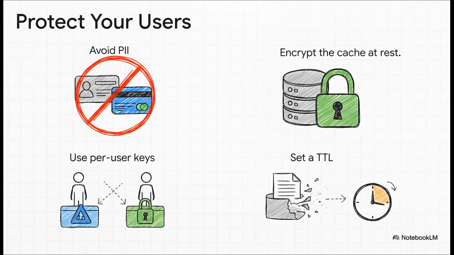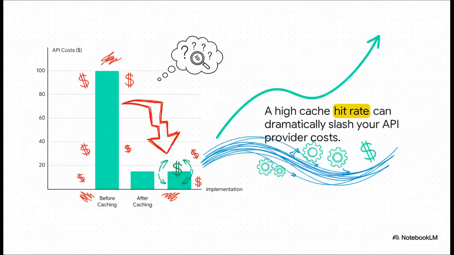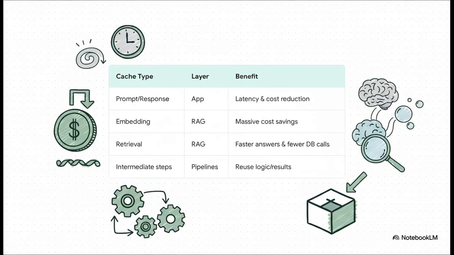All right, we're in the home stretch. Section 6, the ultimate payoff. Let's look at the real-world impact of putting in a smart caching layer. Look, for any app that gets even a few repeated questions, a good cache hit rate doesn't just lower your costs by a little bit, it can absolutely slash them. We're talking about the difference between a fun side project that's bleeding money and a sustainable production-ready service that can actually scale.